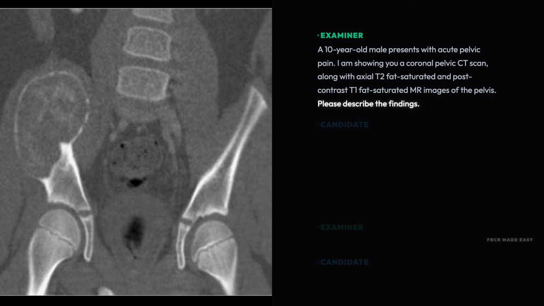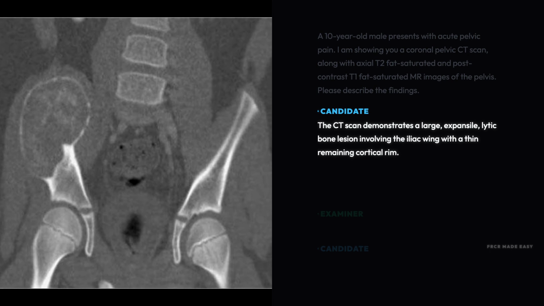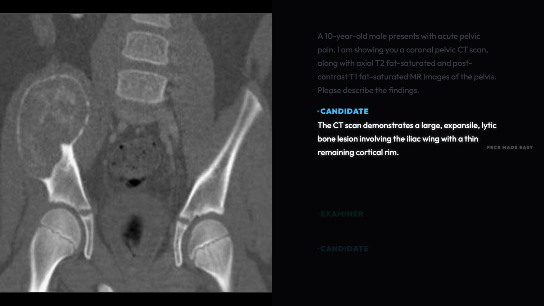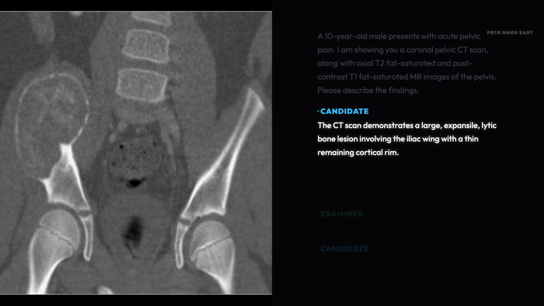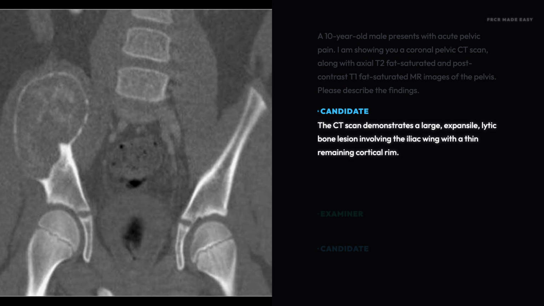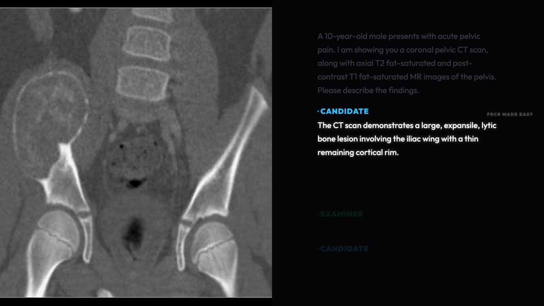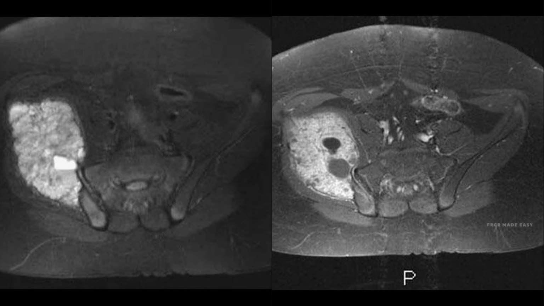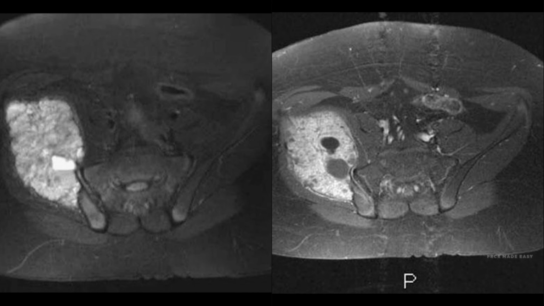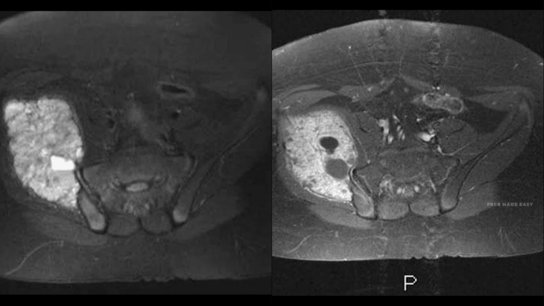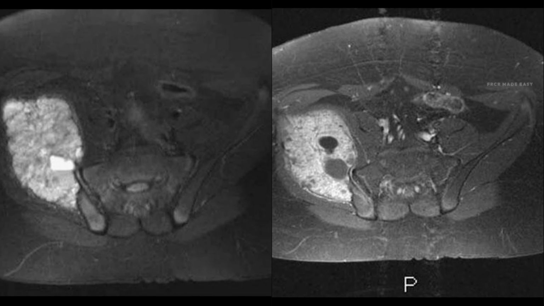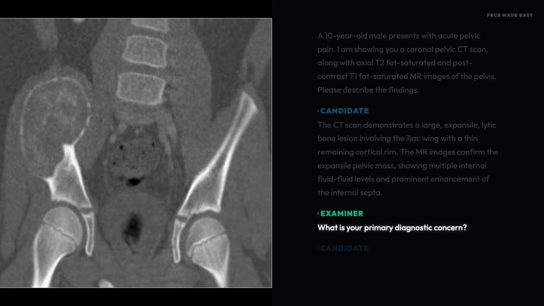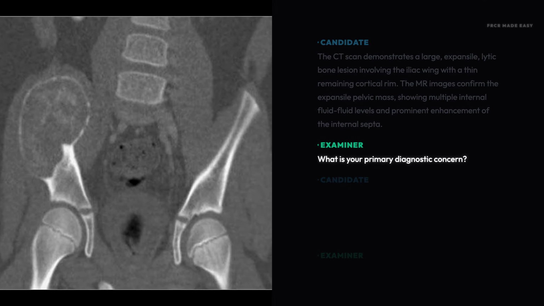Please describe the findings. The computed tomography scan demonstrates a large, expansile lytic bone lesion involving the iliac wing with a thin remaining cortical rim. The magnetic resonance images confirm the expansile pelvic mass, showing multiple internal fluid levels and prominent enhancement of the internal septa. What is your primary diagnostic concern?